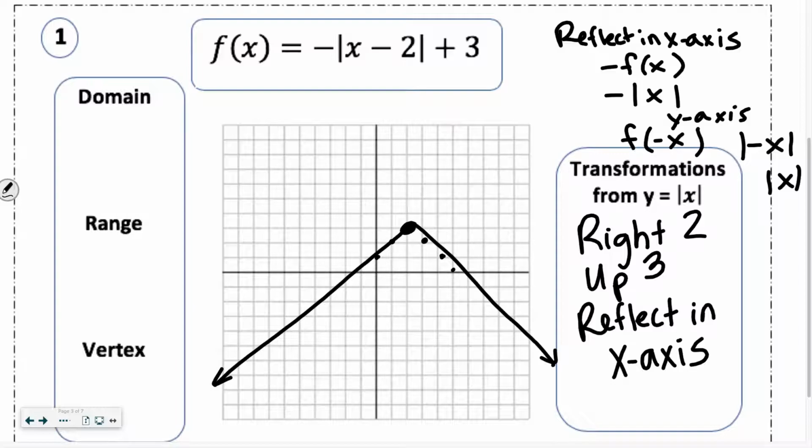Pretend I went through my points. Voila! An absolute value graph that has been shifted, that's been reflected in the x-axis, so it opens down. It's been shifted right to it up here. All right, let's talk about domain and range.